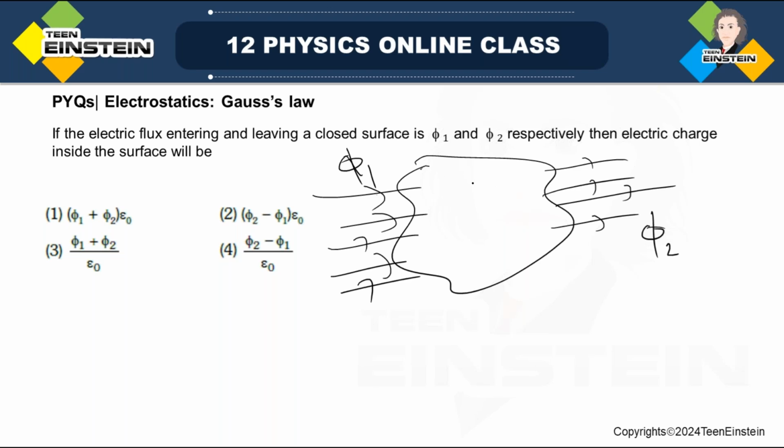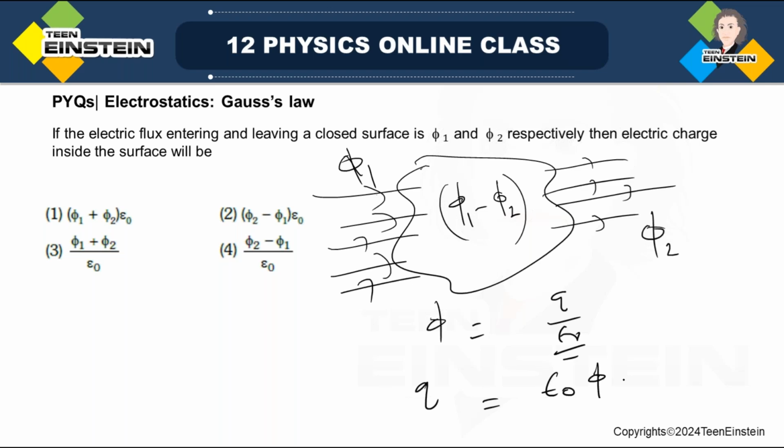So what is that flux? That is actually phi1 minus phi2. If phi2 is leaving, phi1 is coming, then phi1 minus phi2, this much is actually the flux which is enclosed or associated with this surface. Now we know flux is equal to q by epsilon naught. So I have to find out what is the charge enclosed inside. So that is actually q equals epsilon naught into phi.